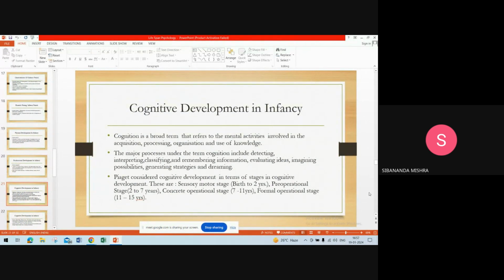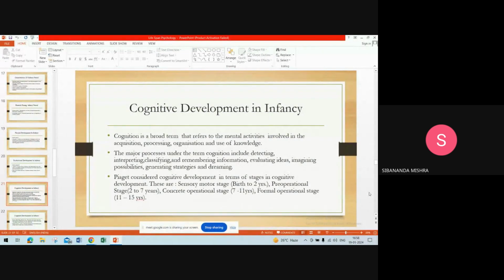You know what is reflexive behavior? Anybody can tell? Reflex. You know, eye blinking, sneezing, shocking. Sucking also. Yes, sucking. For a child it is called sucking. Sucking, looking also. These are all reflexive behavior. Piaget considered cognitive development in terms of stages. He mentioned four stages of cognitive development.